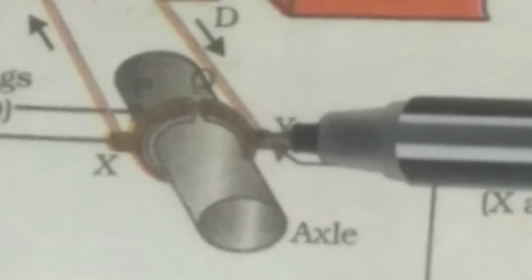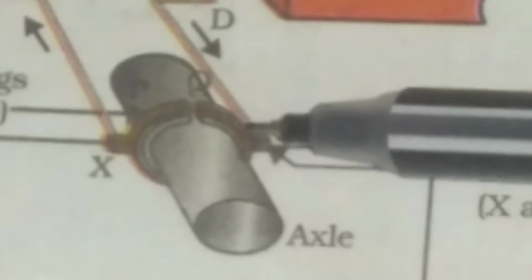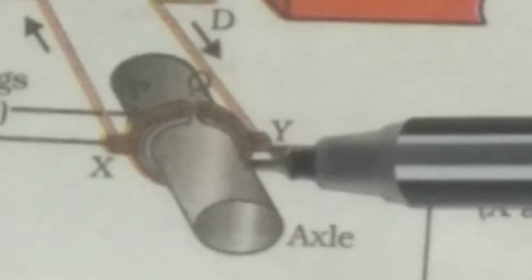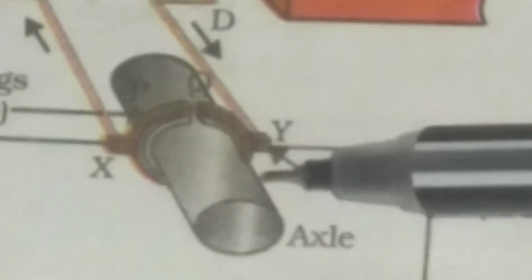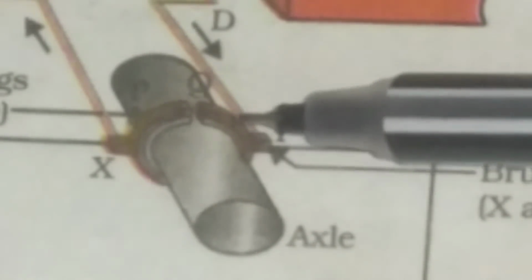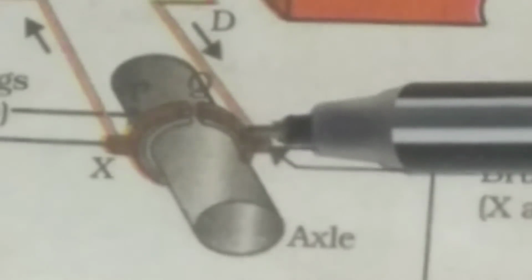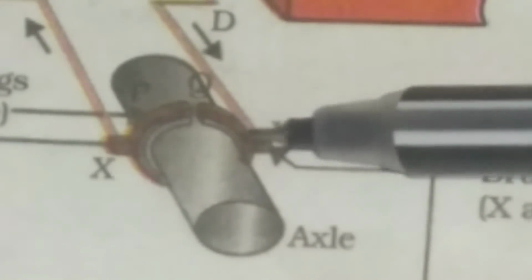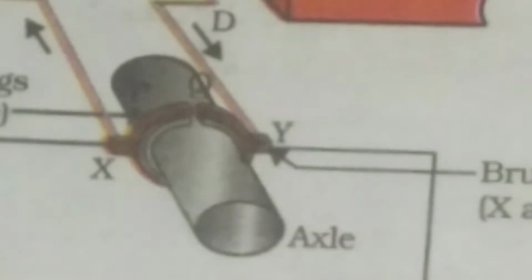So this is the difference between an AC generator and a DC generator. In an AC generator, two slip rings are present, but in a DC generator, one split ring or one commutator is used.